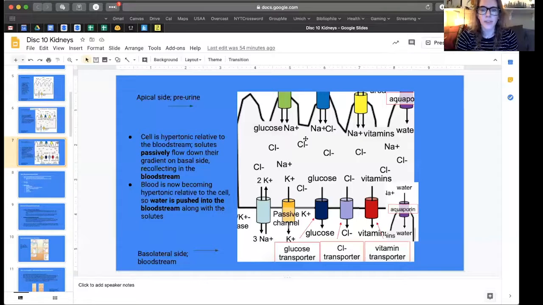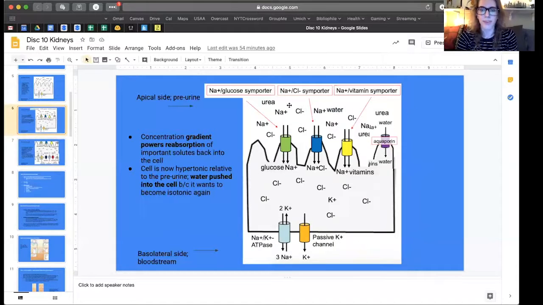And another interesting thing to note is that with these solute movements, we're also able to push water along with it. So I don't think I mentioned this step, but when we get this flow of all these solutes from the filtrate into the cell, we're now making this more hypertonic than this. So the water that's out here is going to be flowing in through aquaporins in order to help neutralize that. Because remember, we're always trying to get to an isotonic state. So water is also going to flow through at this point.